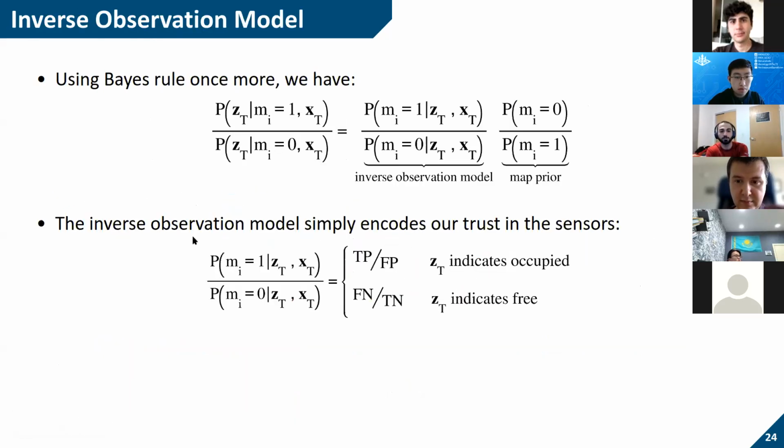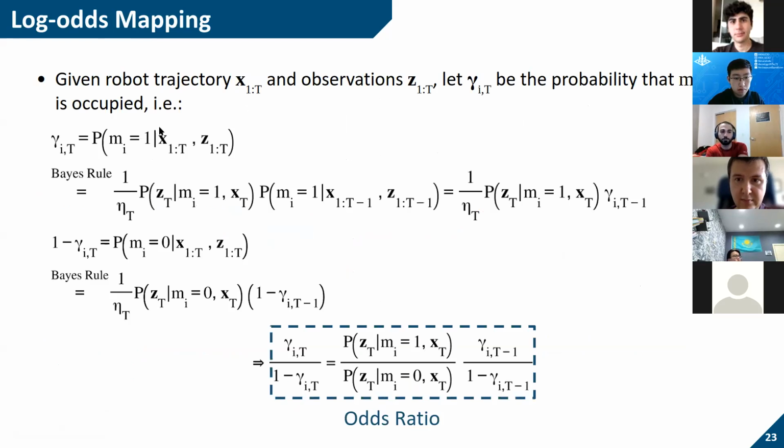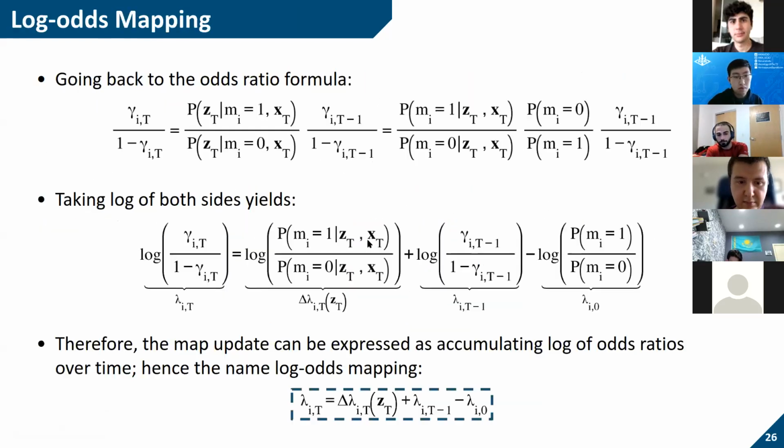If I show the probability of map occupancy with gamma, log odds of the map is lambda, which is the log, as the name suggests, log of the odds ratio gamma over 1 minus gamma. And all we need to do is to maintain or track values for lambda, or log odds, for each map cell in order to be able to build a map.